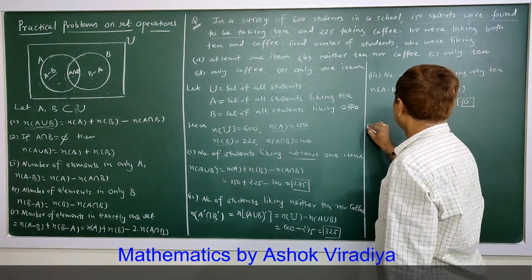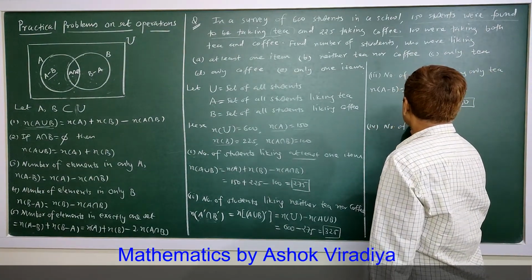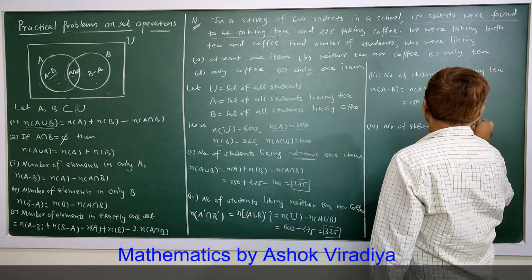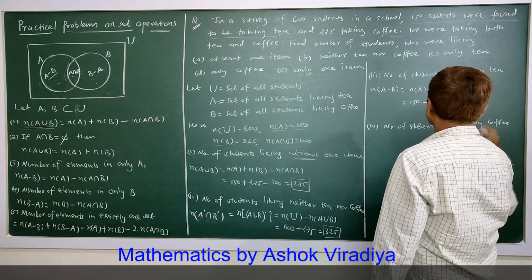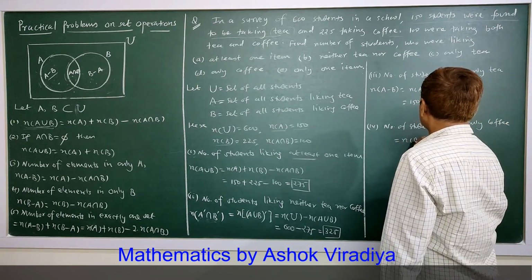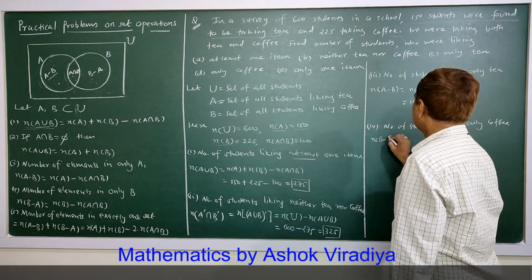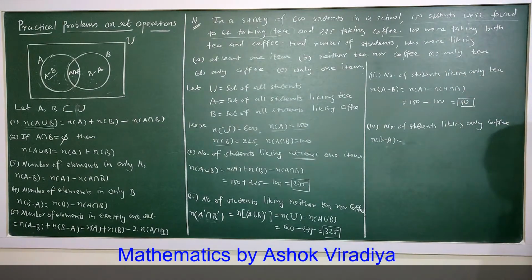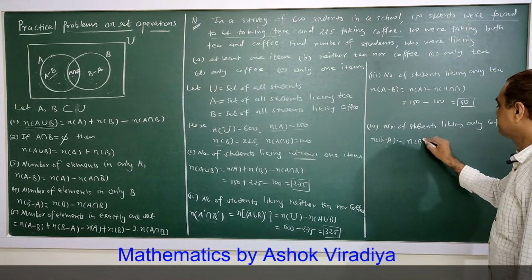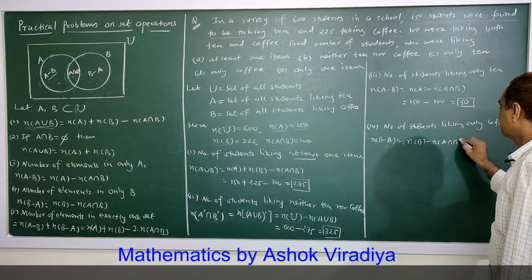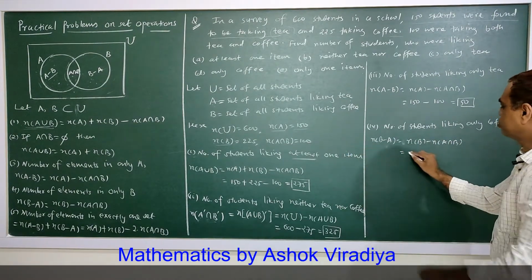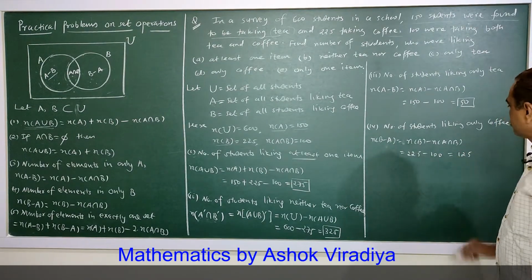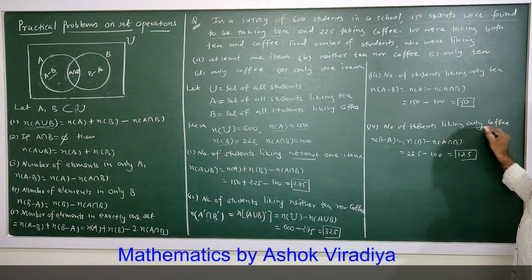Similarly, the number of students liking only coffee, that is the number of elements in B minus A, so elements in only B. So the number of elements in B minus A intersection B. Elements in B is 225 minus 100, that is 125. So 125 students like only coffee.